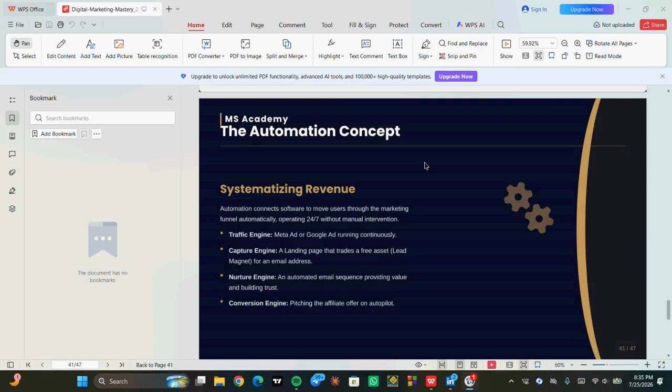So let's continue. The capture engine, a landing page that trades a free asset, that lead magnet, for an email address. How it works is that when users arrive from a traffic source, they are presented with a focus page offering something valuable for free, like an electronic book, ebook, checklist, or guide. Now, in order to get it, they must input their contact information.